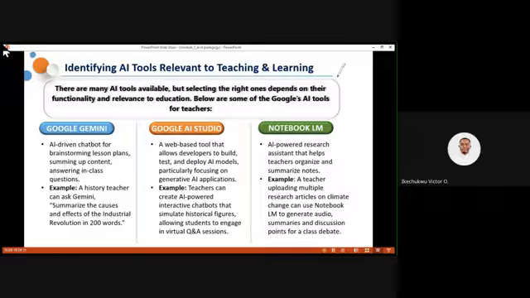So as a teacher, as a wise teacher that you are, you might want to delegate or relegate that answer to Google Gemini. It will provide you a better answer. Now look at an example. A history teacher can ask Gemini, summarize the cause and effect of the Industrial Revolution in 200 words, right? But yeah, this is a good example.